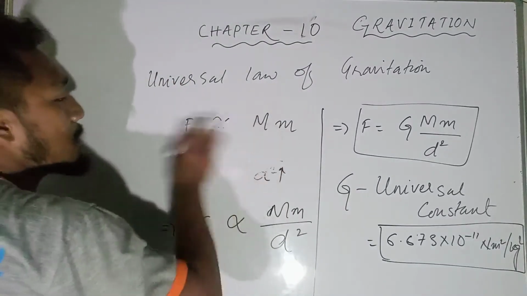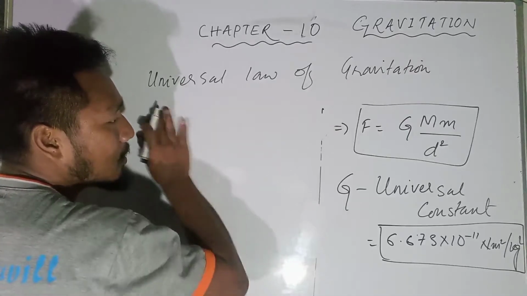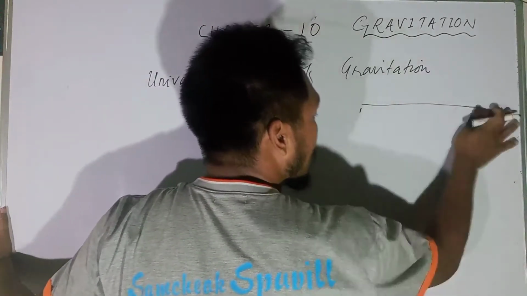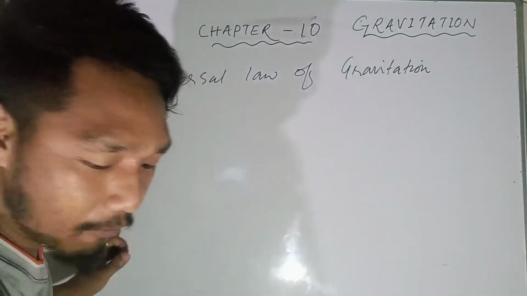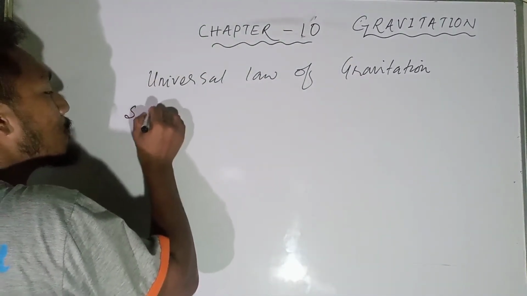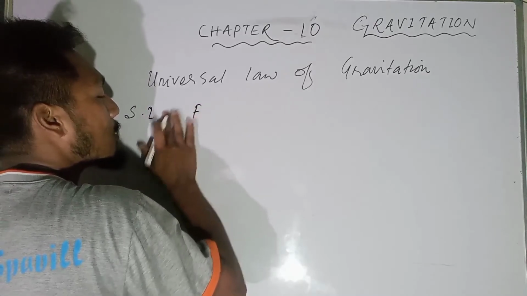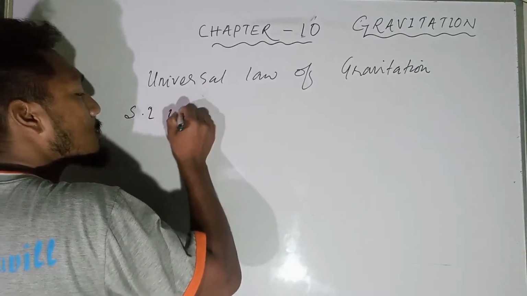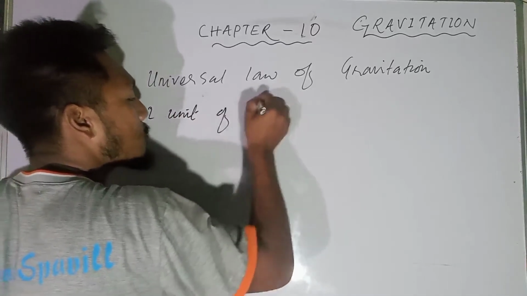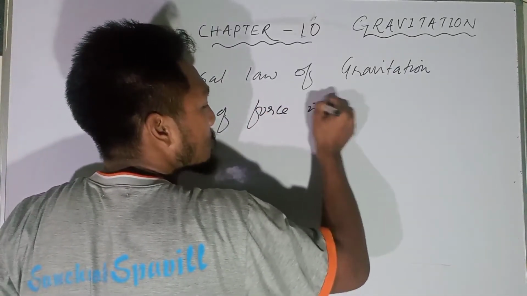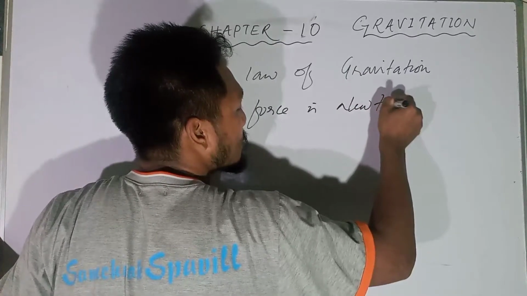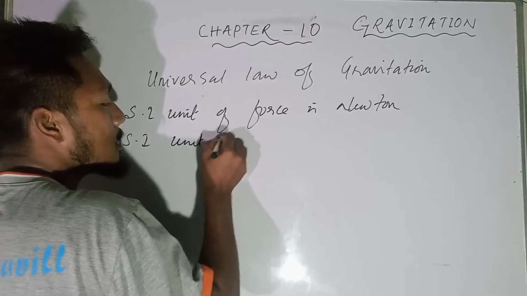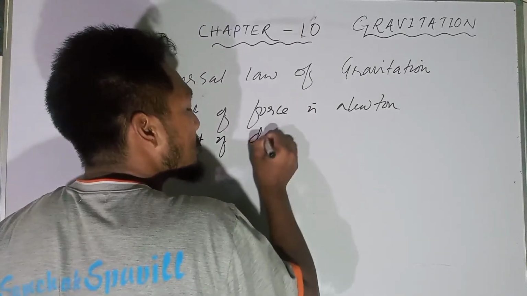So let's try to find out the SI unit. You know the SI unit of force, right? The SI unit of force is the newton. Now, the SI unit of distance, that is d. Distance is what?